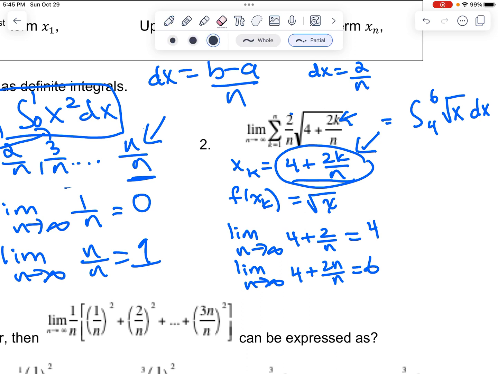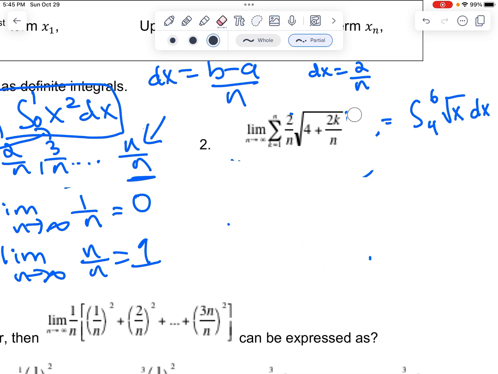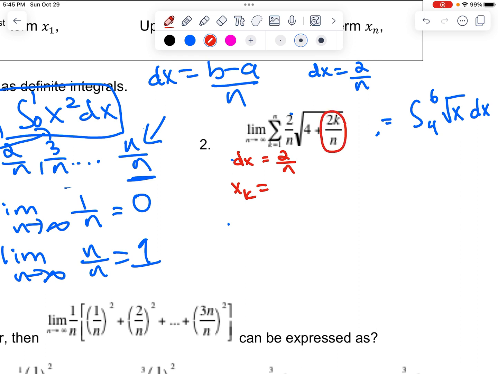Now there is another way to rewrite this, because you can pick a different f of x. So let's try this one another way. Same thing, dx doesn't change. dx is still 2 over n. That's the only thing I can see that's getting multiplied through, b minus a over n. Your x sub k actually can just be this piece. The 4 is not changing, so if you want, you can make it this. But then your f of x sub k would be the square root of 4 plus this, which is your x sub k. That's the x piece that's changing. To be correct, I should write that.